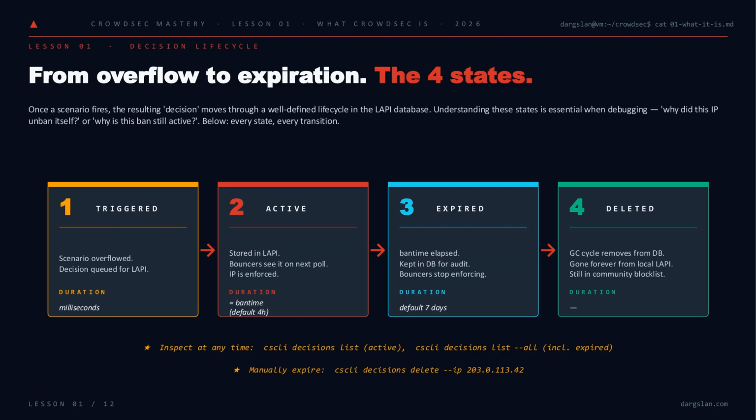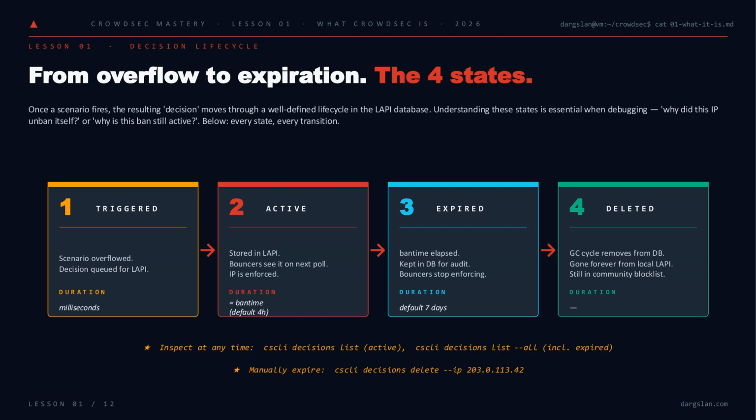forever. Every decision moves through 4 states. It's triggered the instant the bucket overflows, becomes active once LAPI stores it and bouncers start enforcing for the ban time, 4 hours by default. Then it expires when that timer runs out.